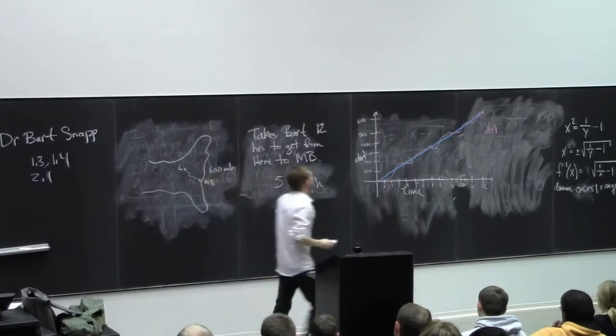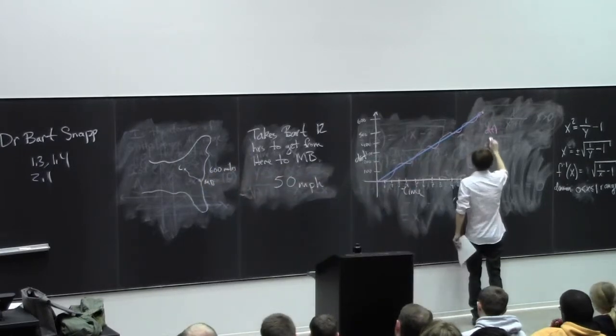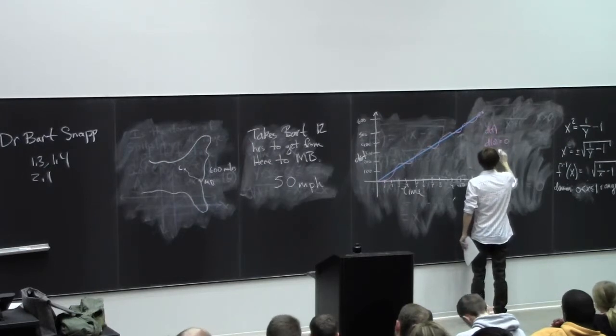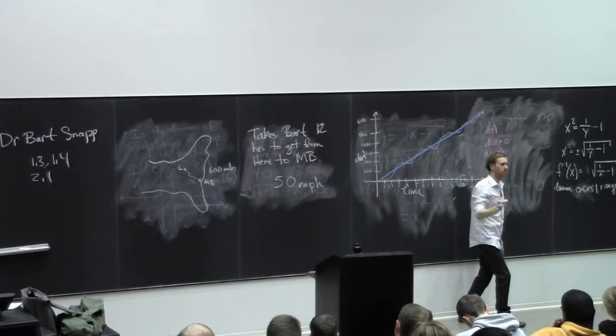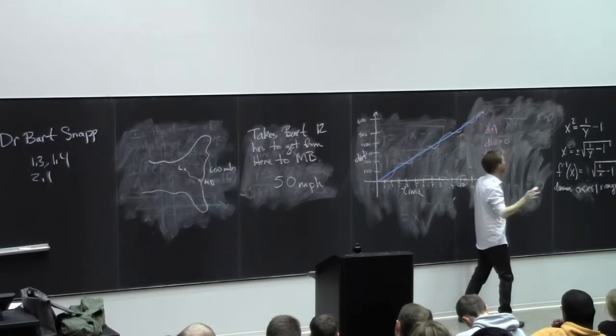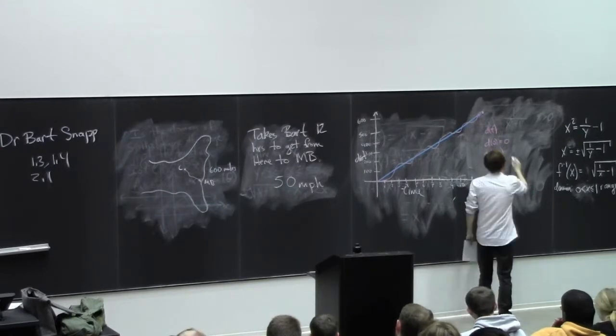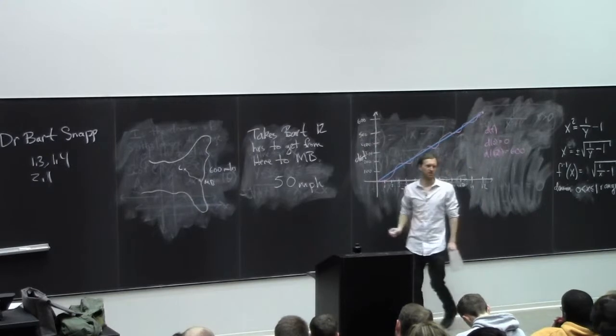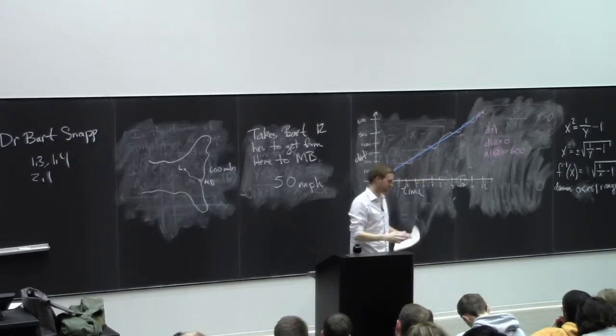D of 0 should be 0. And D of 600 should also be, D of 600 should be 600, right? Wow, I'm crazy. D of 12 equals 600. Is that good now? Whew.